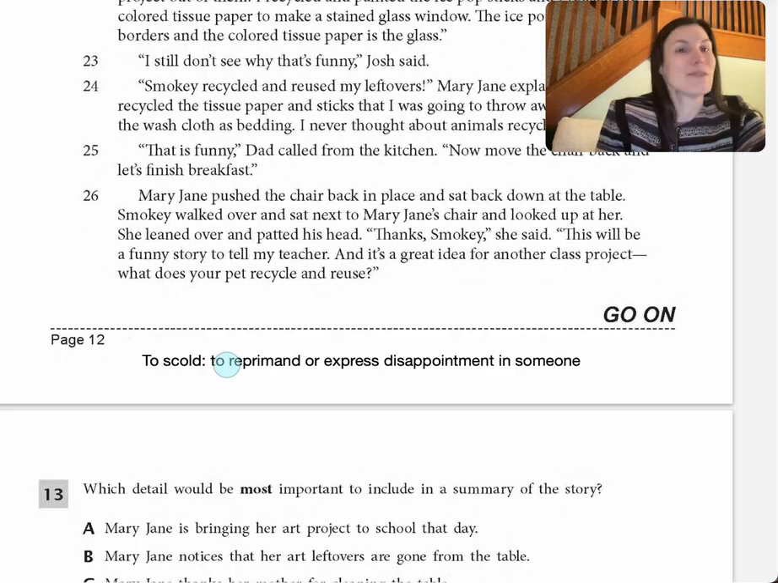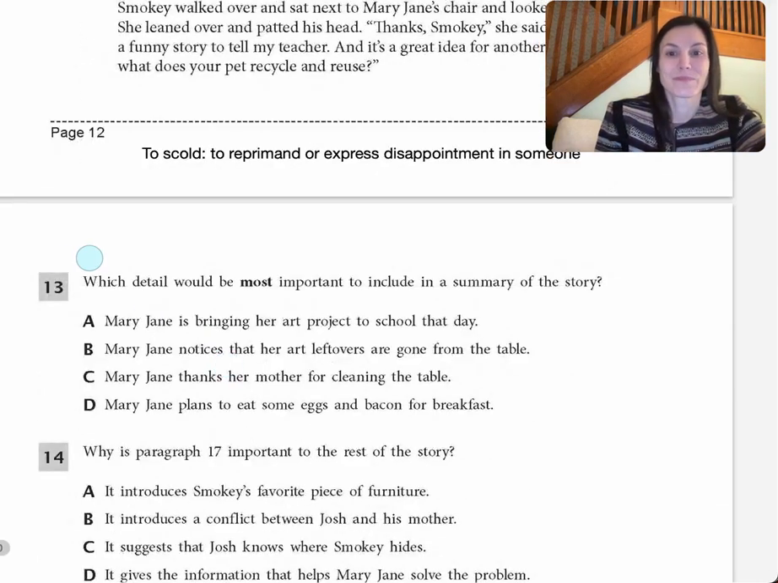All right, so now we'll look at our questions here. Which detail would be most important to include in a summary of the story? A: Mary Jane is bringing her art project to school that day. B: Mary Jane notices that her art leftovers are gone from the table. C: Mary Jane thanks her mother for cleaning the table. D: Mary Jane plans to eat some eggs and bacon for breakfast.